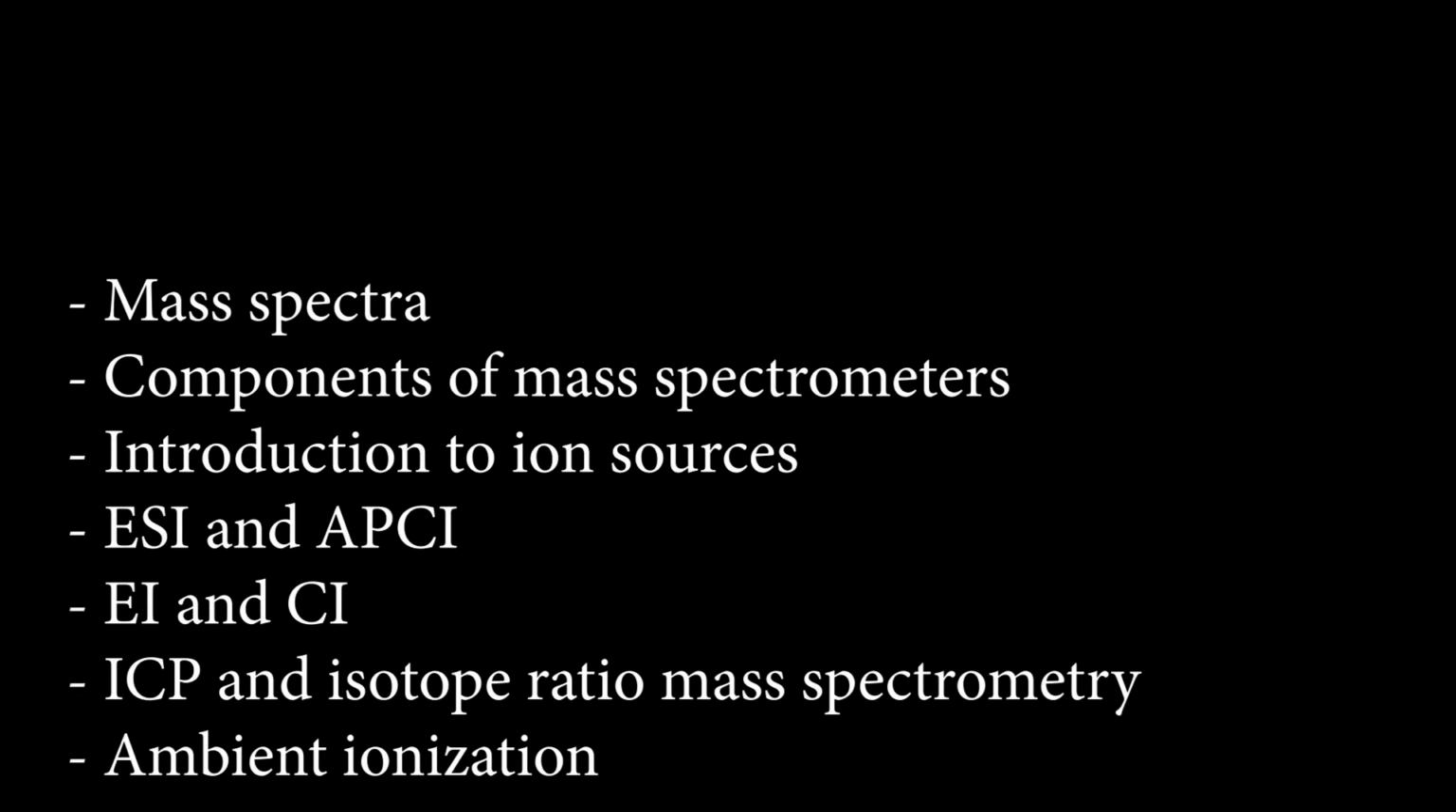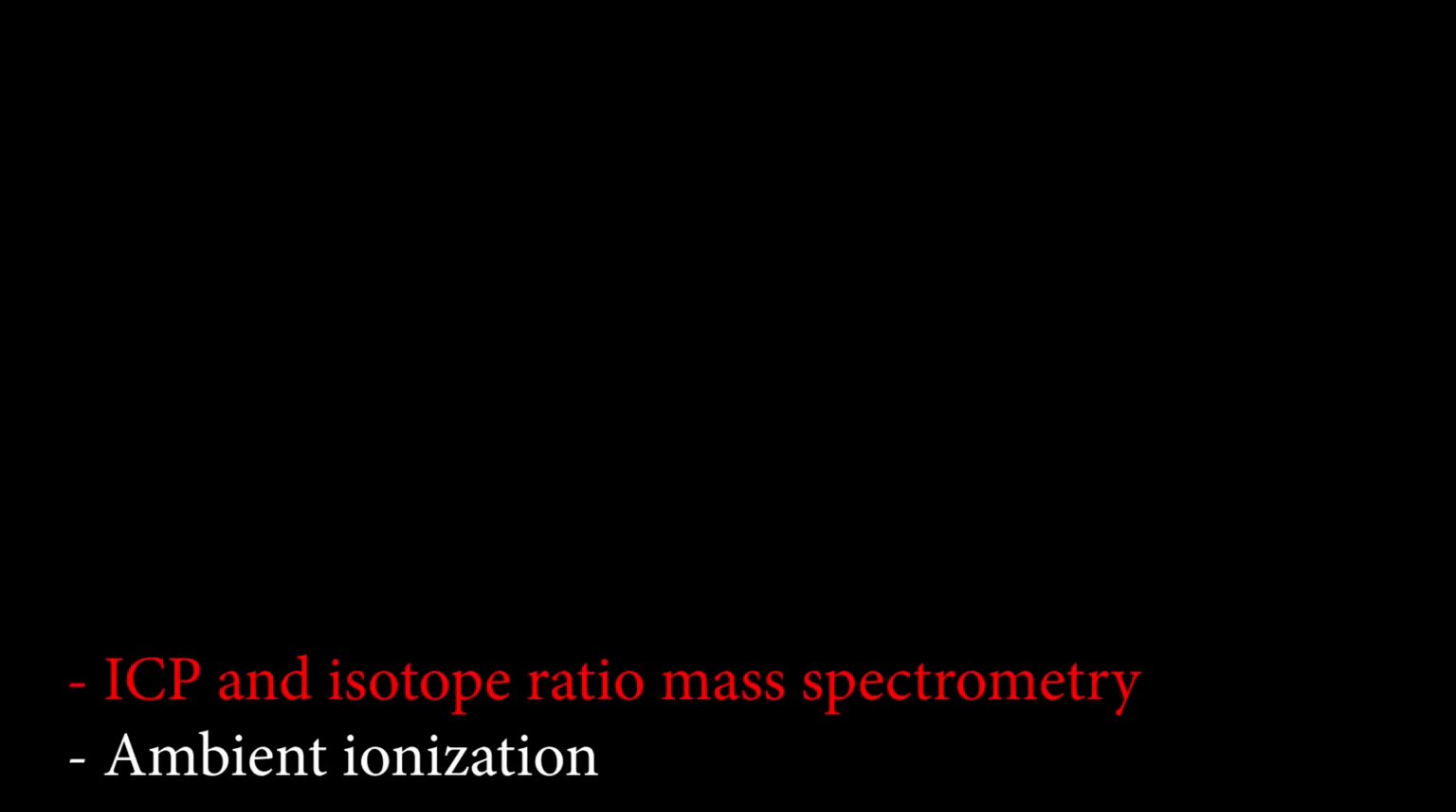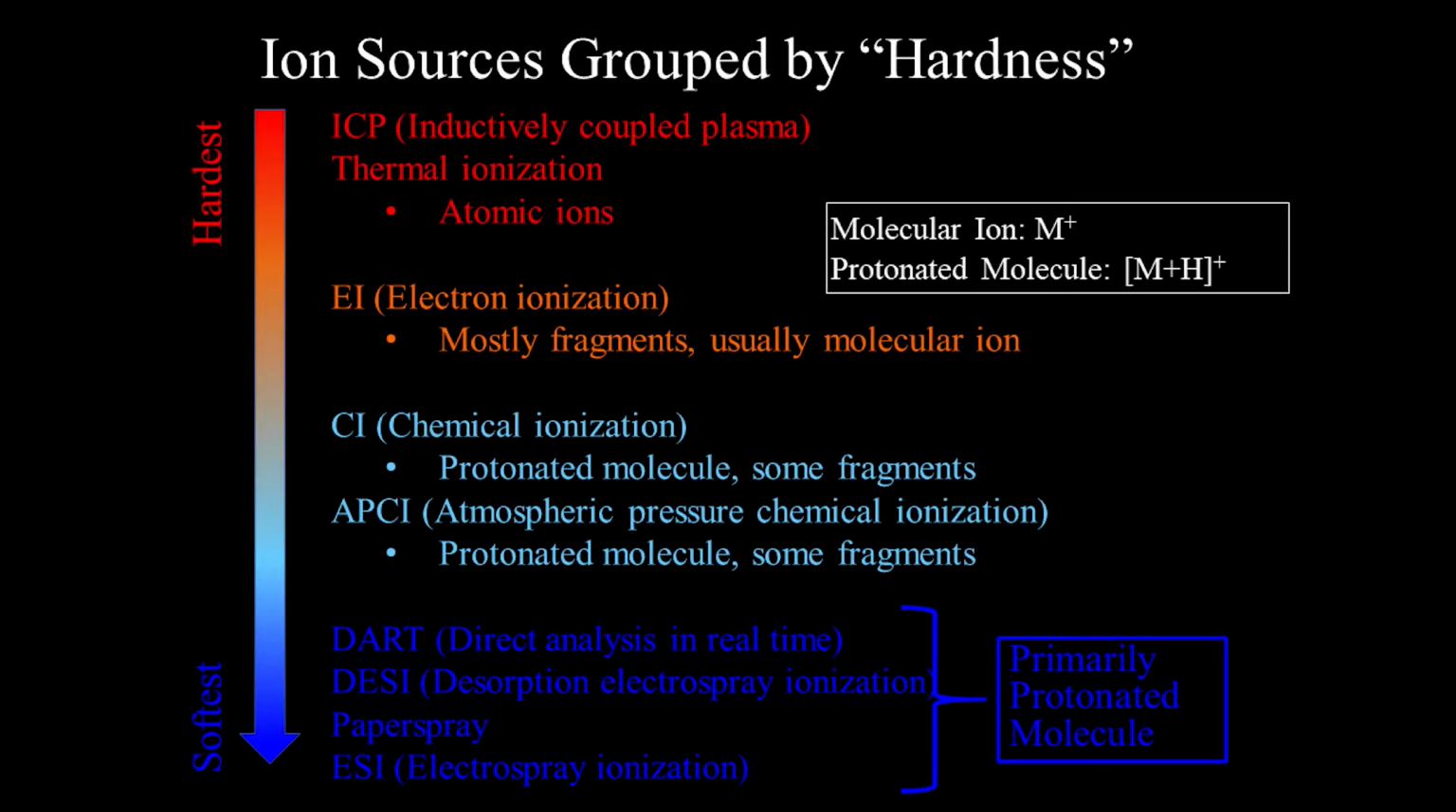All right. So we've gone through some introduction stuff, ESI and APCI, EI and CI. Let's get into some really hard ionization sources. We're going to talk about ICP, and then we're going to have a discussion about isotopes and some information we get from isotopes. So ICP is an extremely hard source. It's going to destroy all the bonds and everything and strip it down to atomic ions. Let's take a look at an ICP torch. This one isn't for mass spectrometry, but it's a really cool looking, powerful torch.